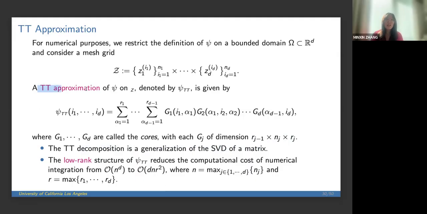And the benefit of this TT approximation is that in practice, when we actually compute this tensor train approximation, we do not really store the whole high order tensor, that would cost a lot of memory. Instead, we use a randomized algorithm called TT-cross to construct a very low rank TT approximation. And by doing that, we have reduced the computational cost of numerical integration from this scale, which is exponential in the dimension d, to only linear dependence on the dimension d.